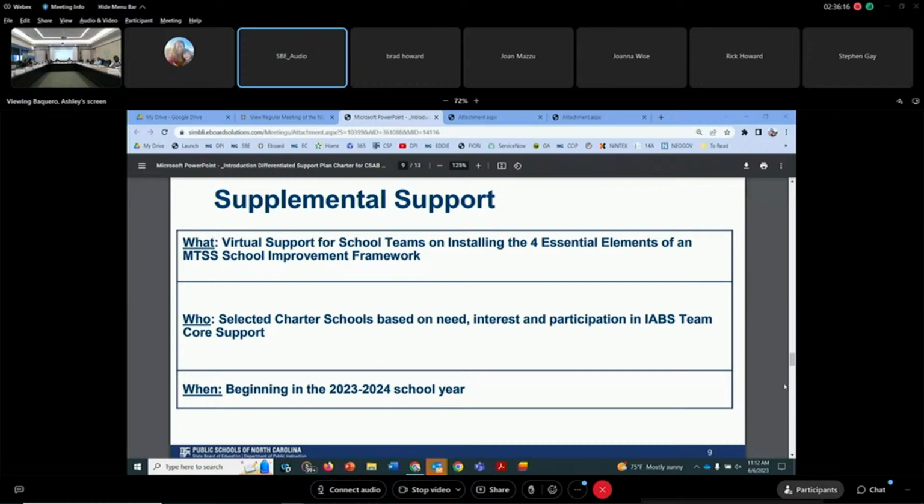Those charters were selected through a joint effort between our team and the Office of Charter Schools based on data such as where they fell on those low-performing school lists, the federal and the state lists, also interest, and also having participated already in our core support, because we do believe in order to really get the most from this supplemental support, they need to also be participating in our core support layer.